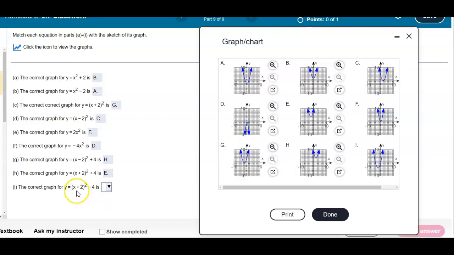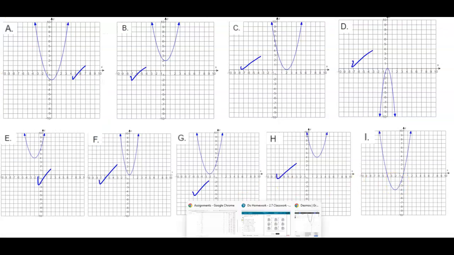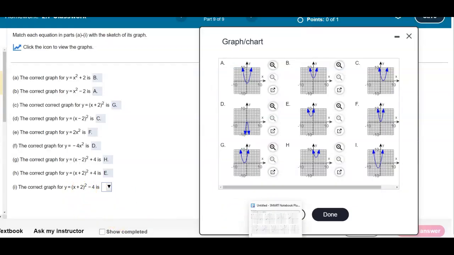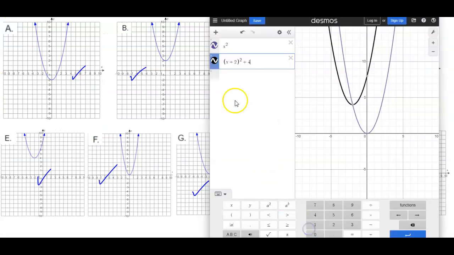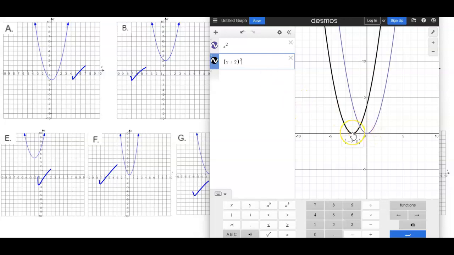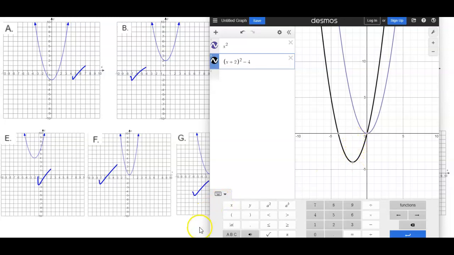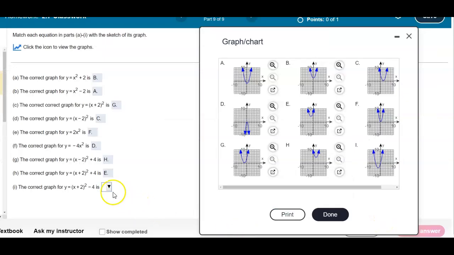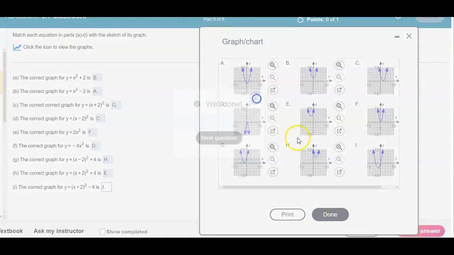Now let's take a look at the last one. This says (x plus 2) squared minus 4. Even though we know what the answer is going to be, let's take a look at that on Desmos. So it's x plus 2 squared, which means that we're moving it to the left 2 units, and then we're subtracting 4, and now we're shifting it down 4 units. So therefore, it's going to be I. Let's go ahead and check our answer. I. And there is our result.